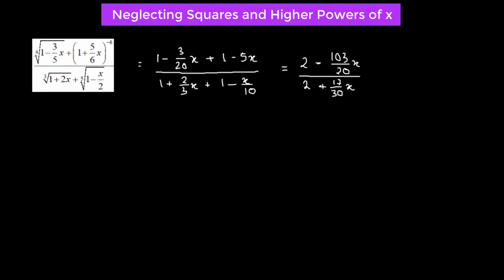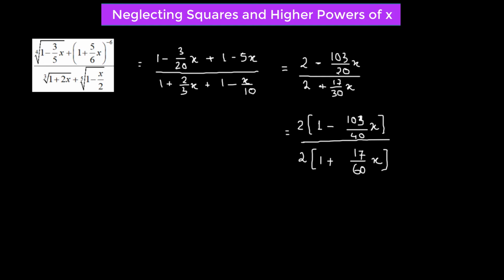Now, in order to be able to apply the binomial approximation, we have to get rid of the 2 from both the numerator and denominator, meaning we have to convert it into unity. So let us factor out 2 from the numerator. So we have 1 minus 103 divided by 2 times 20, which is 40, times x, divided by, again factoring out 2 from the denominator, 1 plus 17 divided by 30 times 2, which is 60, times x.